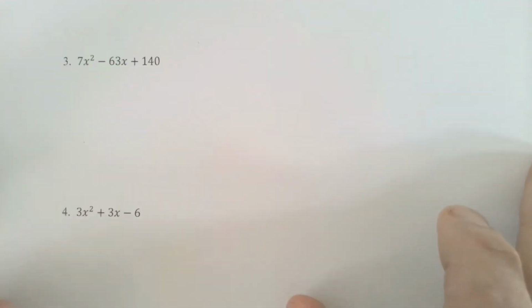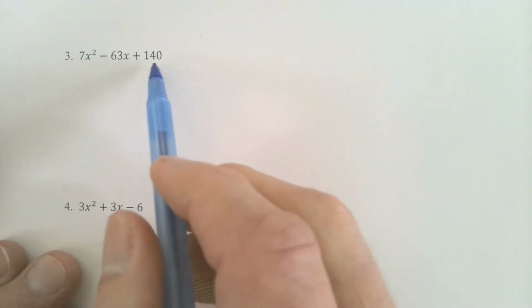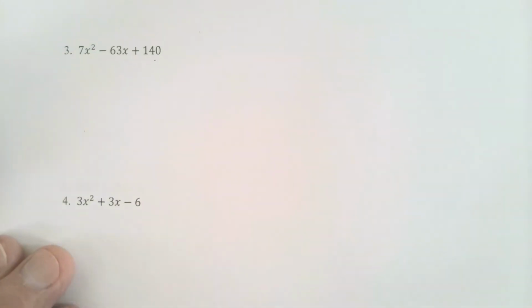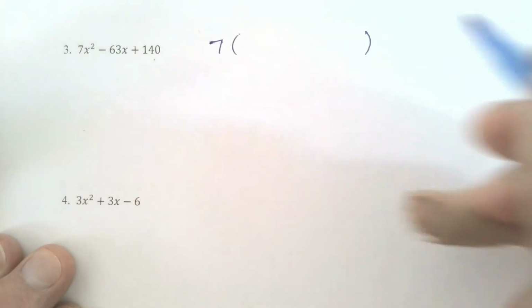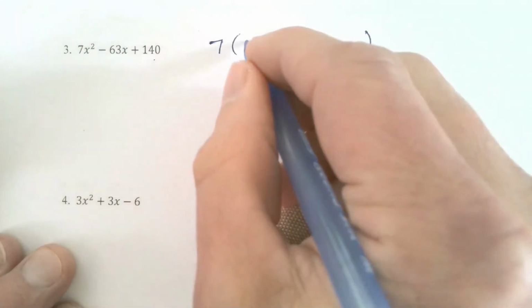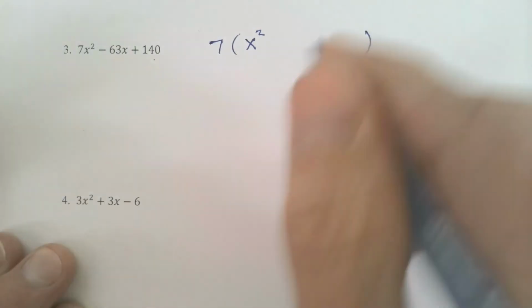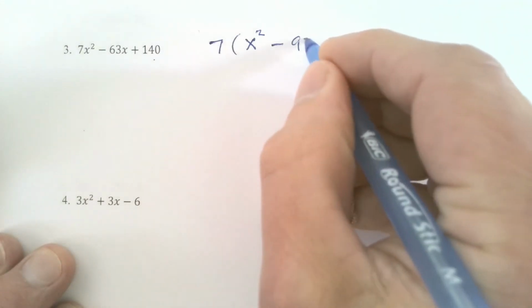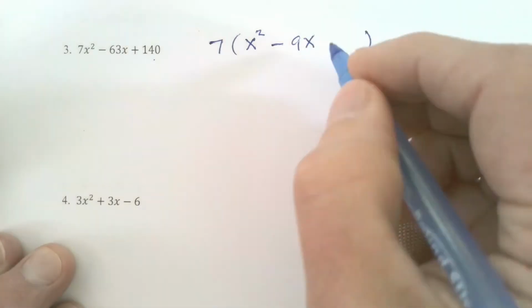In this third problem, the leading coefficient 7 actually divides into 63 and 140, similar to the two previous problems. So I'll take the 7 out. I'll write the trinomial that remains after I divide all of these by 7. 7 divided by 7 is 1, 1x squared. 63 divided by 7 is 9, so you have minus 9x. 140 divided by 7 is 20.